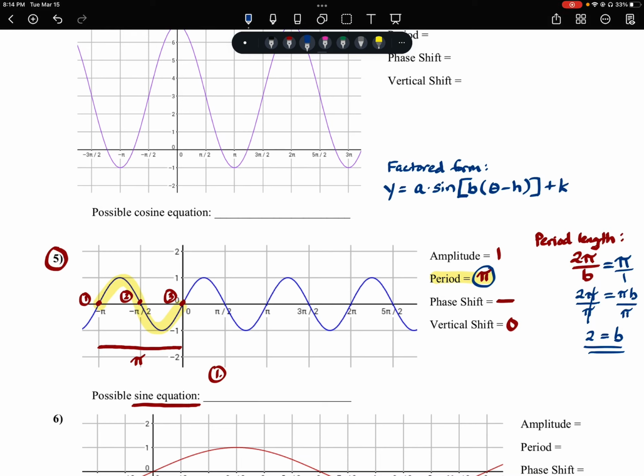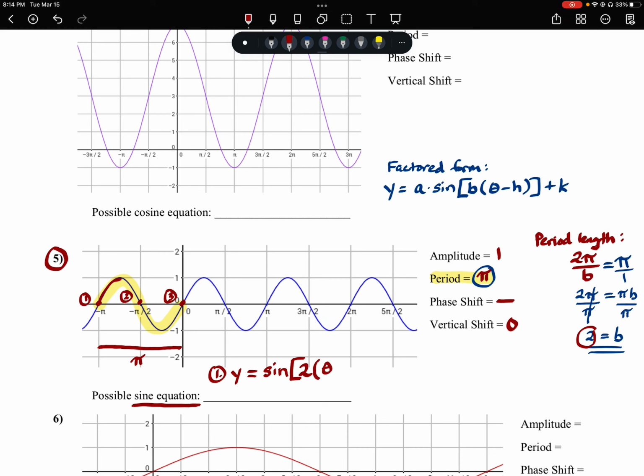Okay, so here we go. Let's go ahead and start building this one. So our amplitude we said was 1, and this one's positive, right? It's going up first, so we have y is equal to the sine. And then since our b is different, our b has a value of 2, I'm going to go ahead and put 2 in there. Open parentheses, there's my theta.